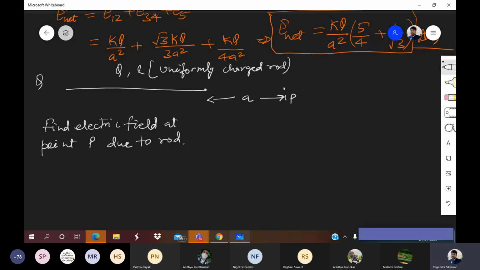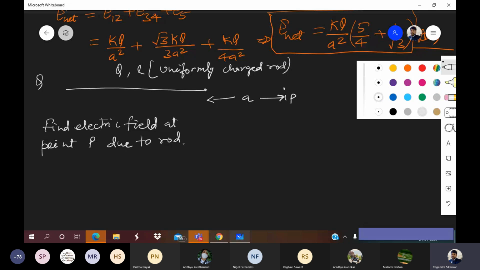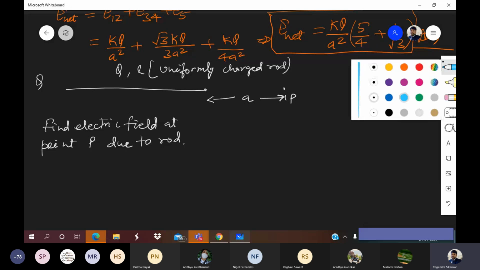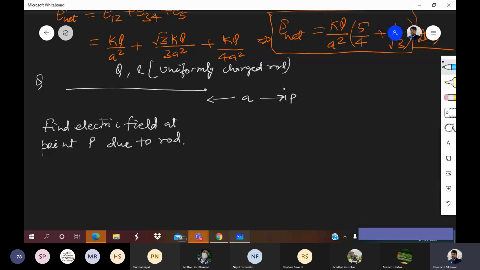Okay. So everyone please pay attention. When we are trying to find the electric field at point P, this time we find ourselves in a little bit of an uncomfortable situation, because the rod is not a point charge.